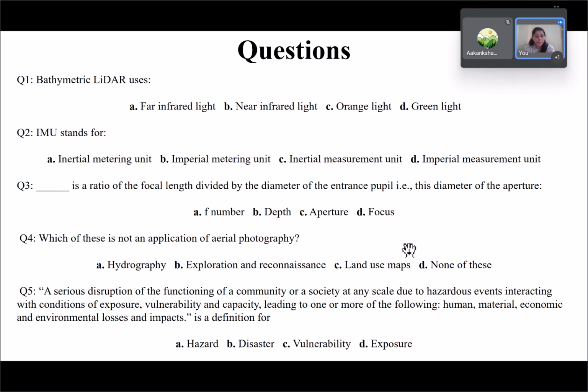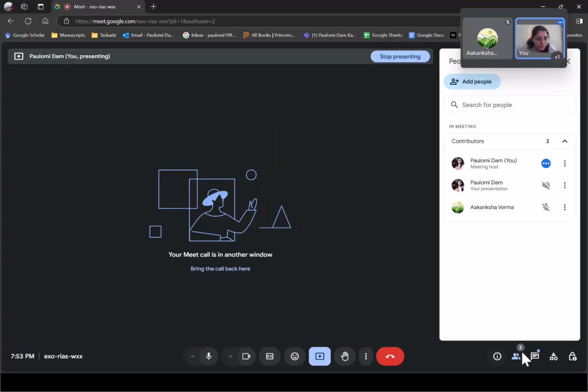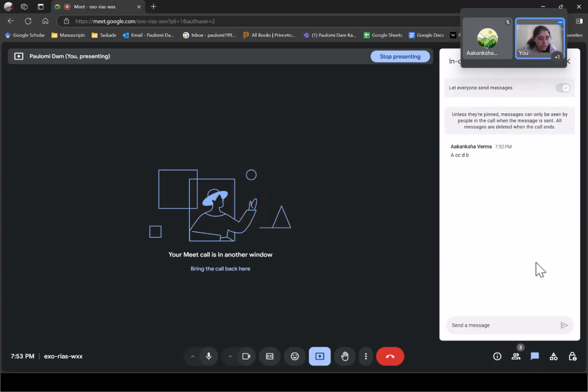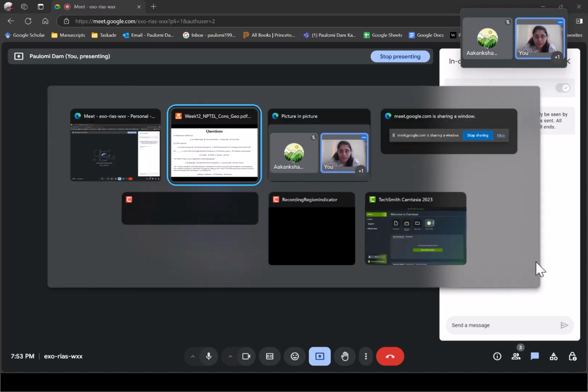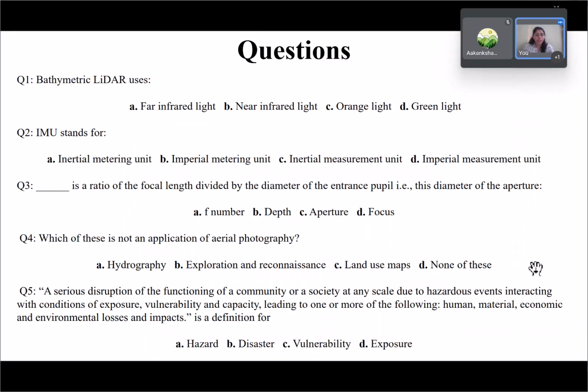And lastly, this is the definition which is talking about serious disruption of functioning and all these different capacity, which is the definition for? So while people are reading this, I am going to just look into the answer that has been given. Okay, let me give you the answers.